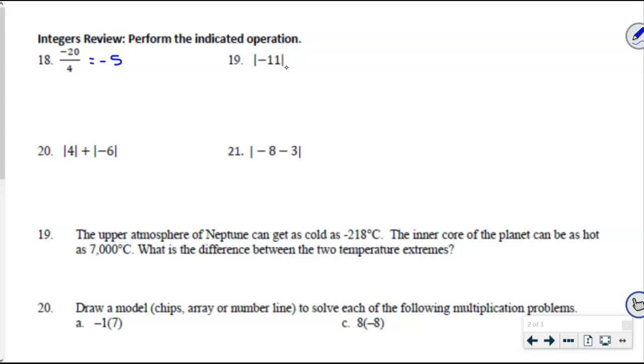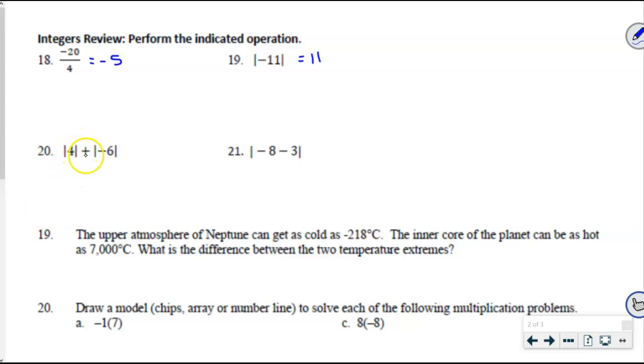Absolute value is how far a number is from 0. But absolute value is also a grouping symbol, which means when I see expressions that have absolute value, I have to treat the absolute value as if they were parentheses, doing what's inside of them first. So number 19 is easy. How far away is negative 11 from 0? It's 11 away. Nice and easy. No issues there. But this one, please compare and contrast 20 with 21.